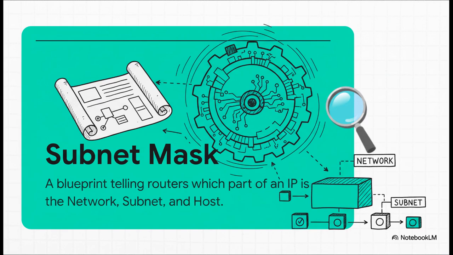So how does all this work? The tool that makes it all possible is the subnet mask. Think of it as a special blueprint, or maybe like a decoder ring for the network's routers. When a router sees an IP address, it lays the subnet mask over it, and that instantly tells it which part is the network, which part is the subnet, and which part is the final device. It's the key that lets them read this new, more detailed address.